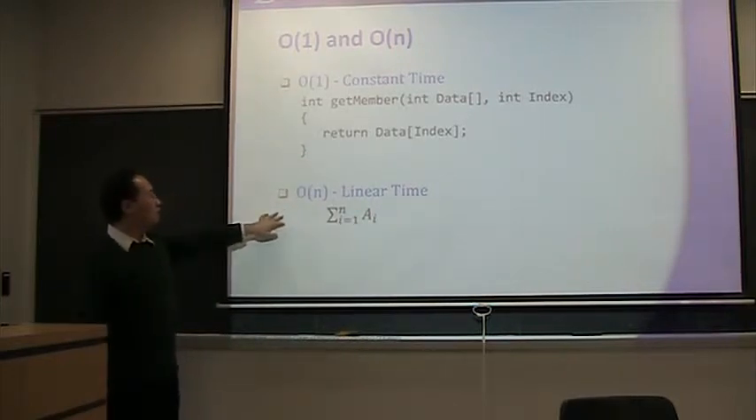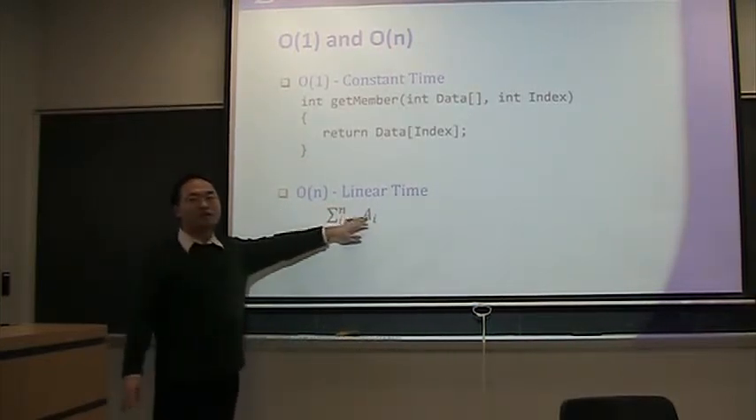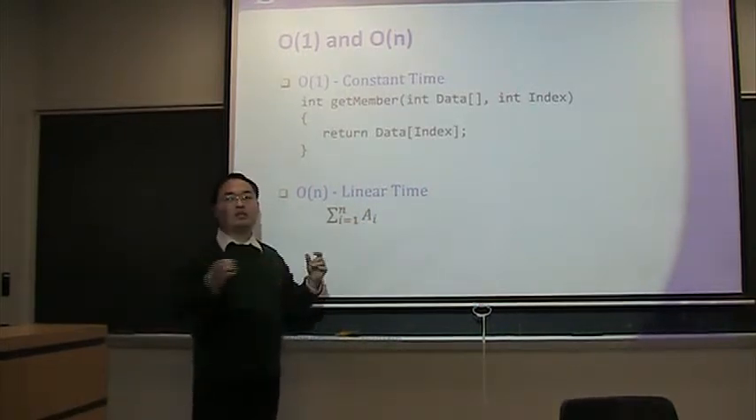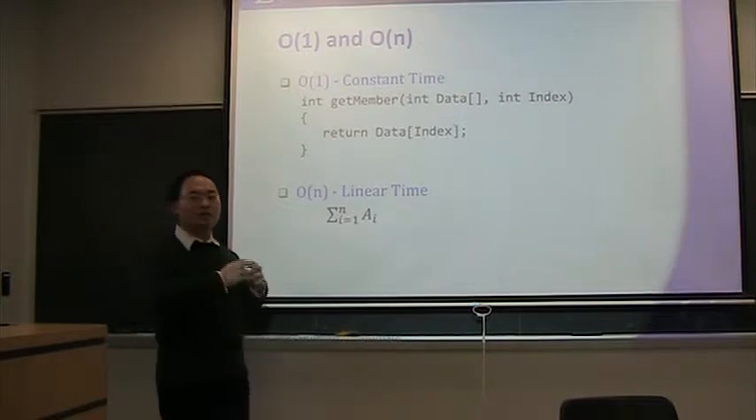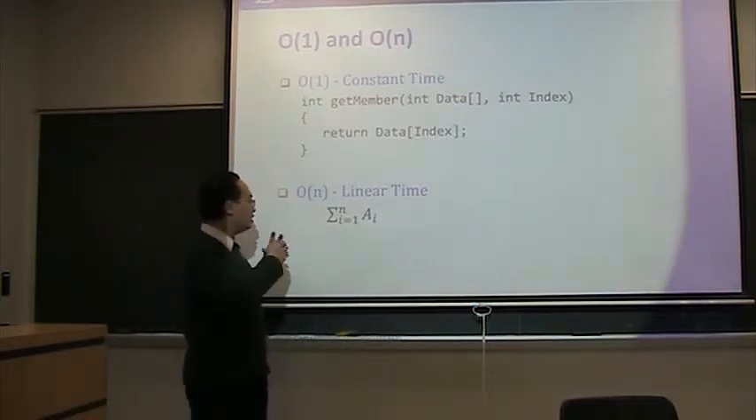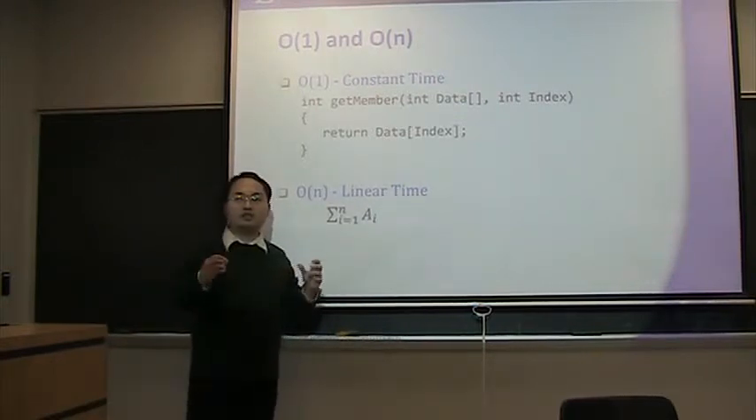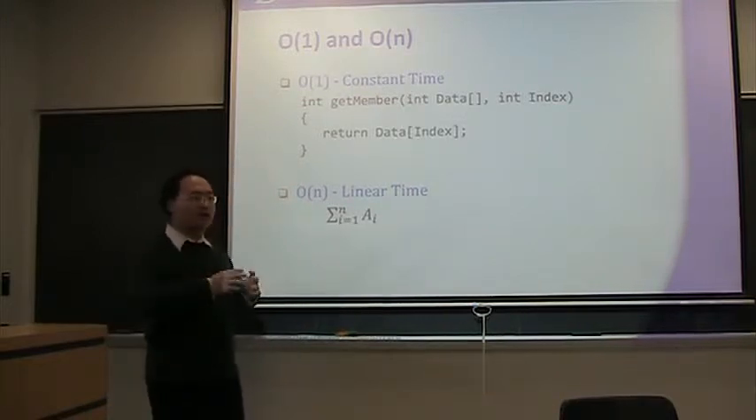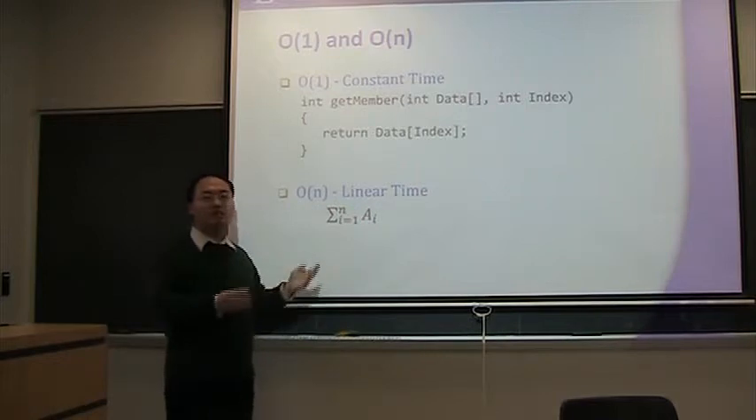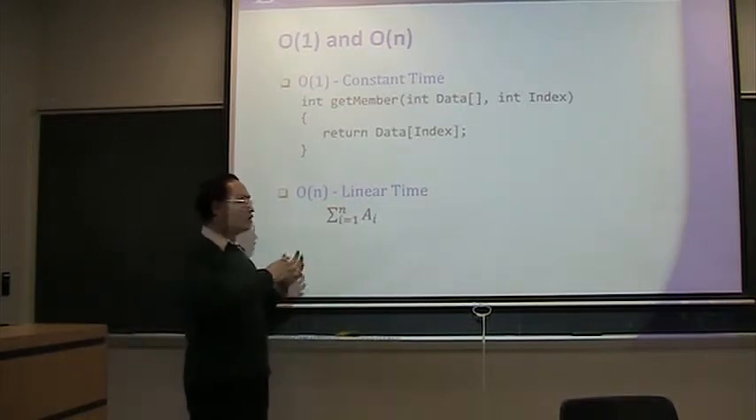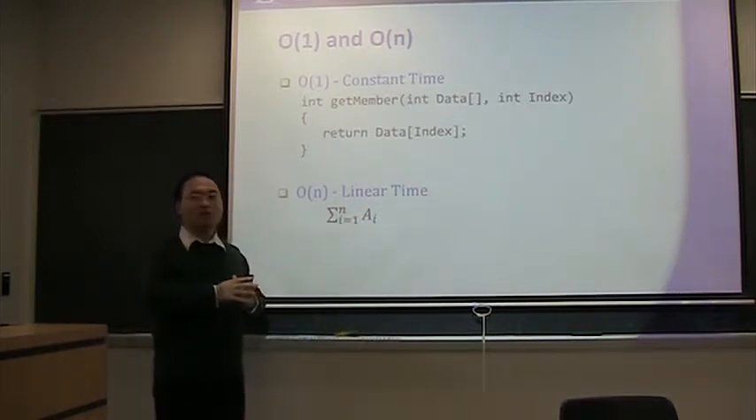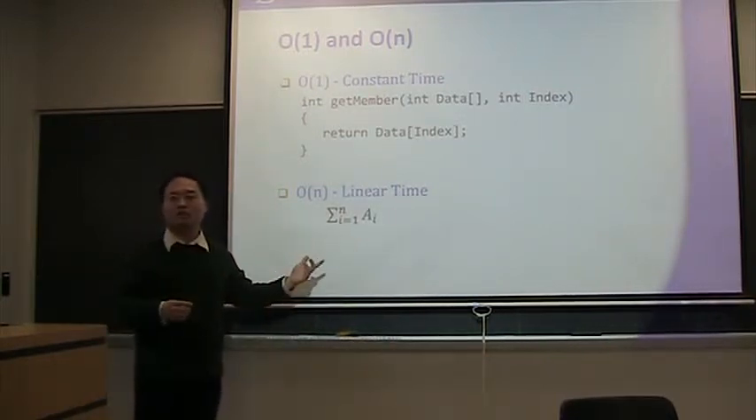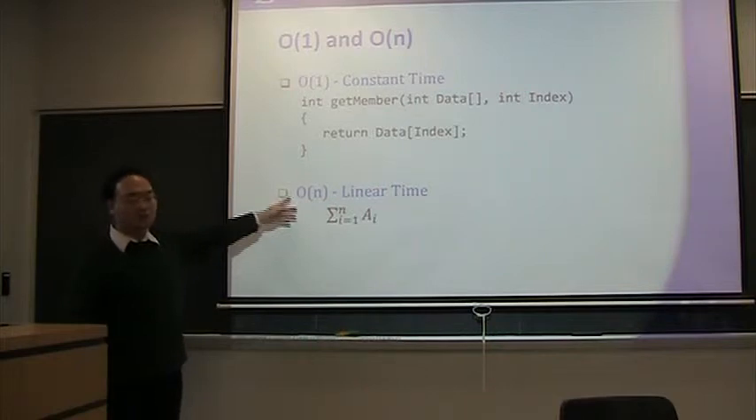But the next example is O(n), linear time. For example, we want to calculate the summation of an array. The amount of time will increase as the array size increases. Right? So if you make a summation of 10 numbers, it will take half the time of a summation of 20 numbers, right? So this is called linear time.